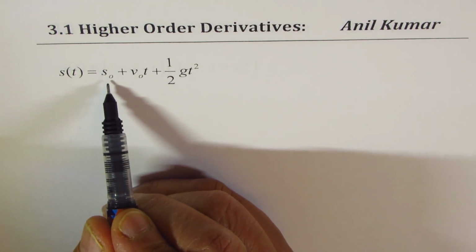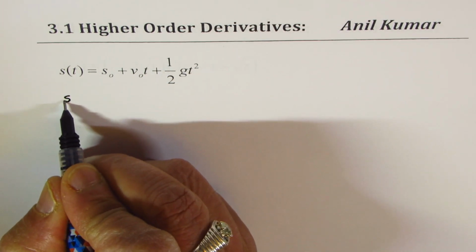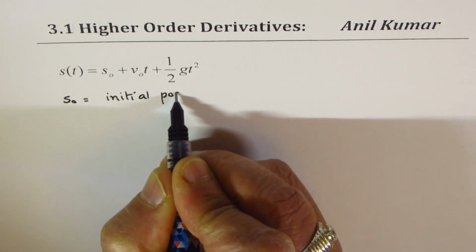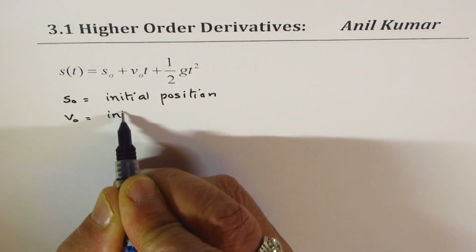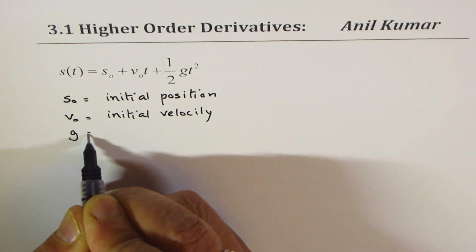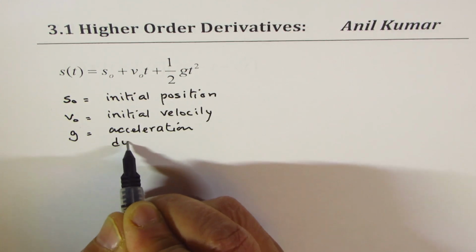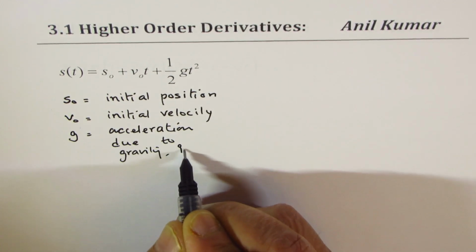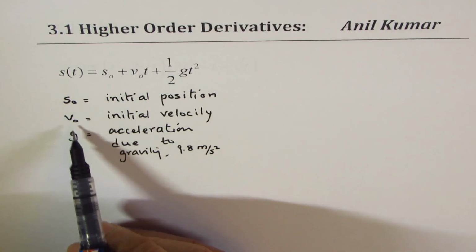S of t equals S0 plus V0 t plus half g t square. Now in many application questions, S0 is termed as the initial position. V0 is treated as the initial velocity. G is acceleration due to gravity. In MKS units, it is 9.8 meters per second square, right? So basically all these three are constants.